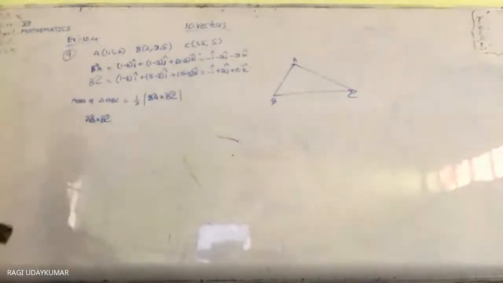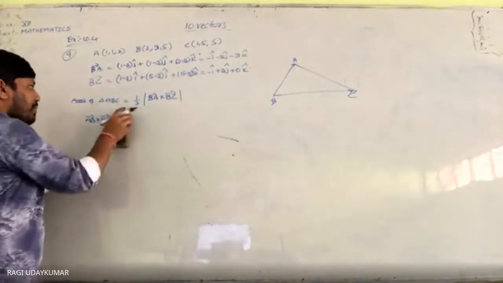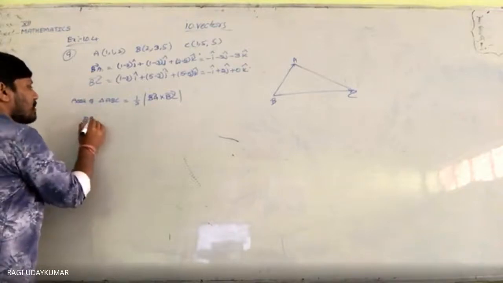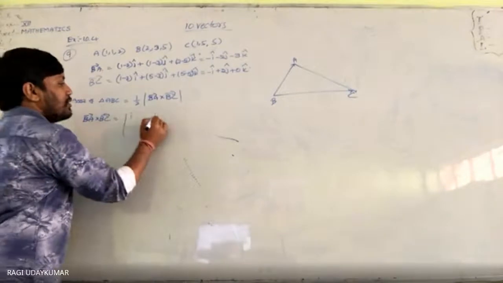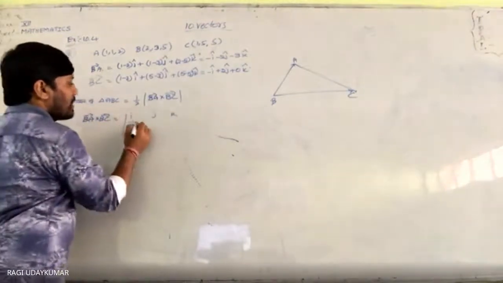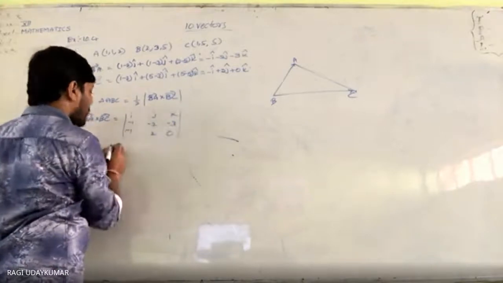Now when you find the vectors' cross product, BA cross BC, adjacent sides are to be taken into consideration. So the cross product of BA cross BC: i j k, minus 1 minus 2 minus 3, minus 1 2 0. Find their cross product.